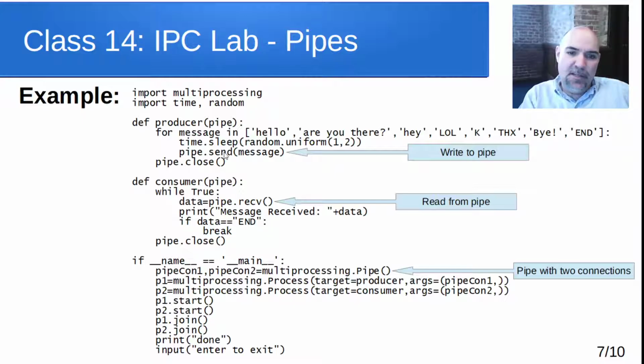So pipe.send puts stuff into the pipe. Pipe.recv pulls things out of the pipe. And it's going to keep doing that until it gets to end. And really, that's all there is to it. So we create the pipe. We pass one end to one process, the other end to the other process. They then use that, the producer by stuffing things in one end, the consumer by pulling things out of the other end. And once those processes complete, they close their end of the pipe, and then we're done with the program.